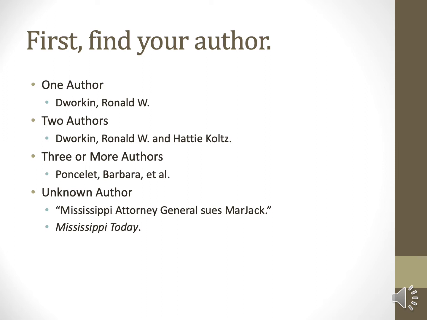If there is an unknown author or the author is not listed, you will use the first item that shows up in your works cited entry. Usually that will be the title of the article. You will put that in quotation marks with a period. If there is no title of the article, you will put the title of the container or the magazine or journal or book. Mississippi Today is the example with a period.